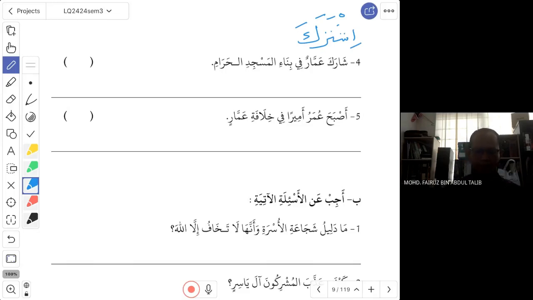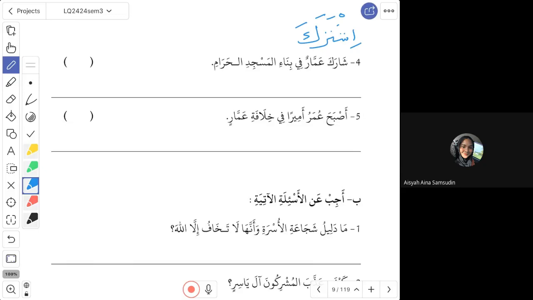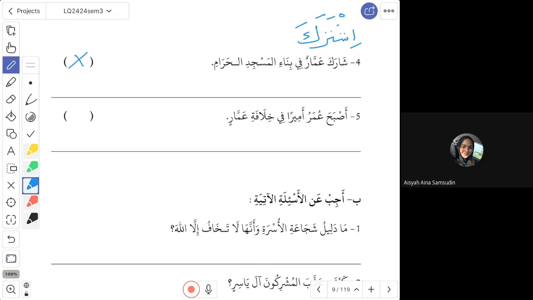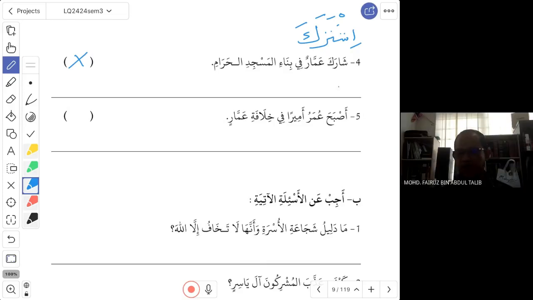Sahih or khata? In building the Masjid al-Haram. So this is after the hijrah. Sahih, Masjid al-Haram? Khata. Laisa al-Masjid al-Haram, it is al-Masjid al-Nabawi. Na'am. Fasharaka Ammar fi bina al-Masjid al-Nabawi.